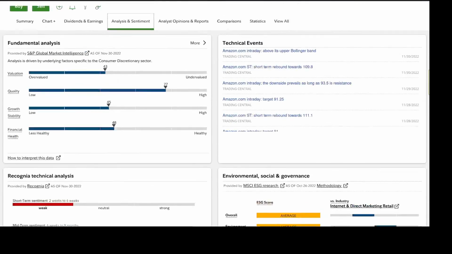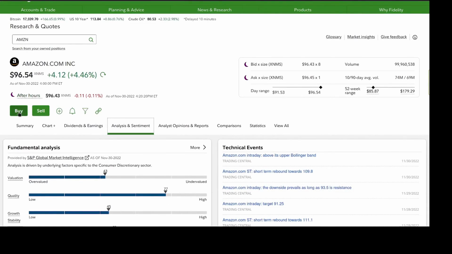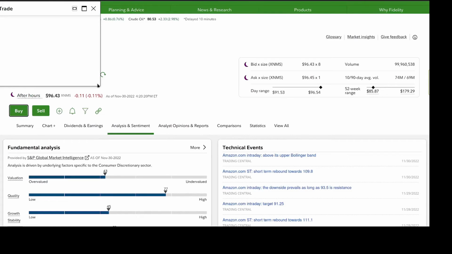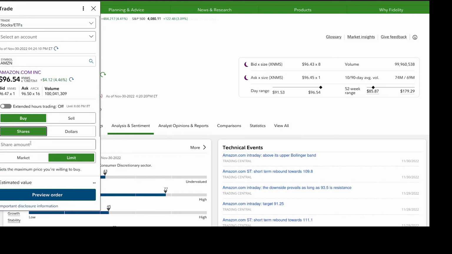So would this be a problem if you're just buying and selling? If we just go to buy Amazon and we're selling and buying ETFs, we're not researching stocks, this is not going to be a problem. You would just put in your shares, and you could do fractional shares here too. So if you want to do 0.25 shares, you could do 0.25 shares.